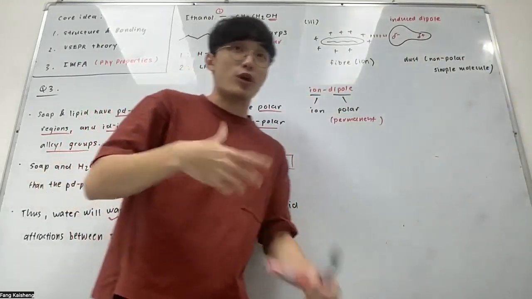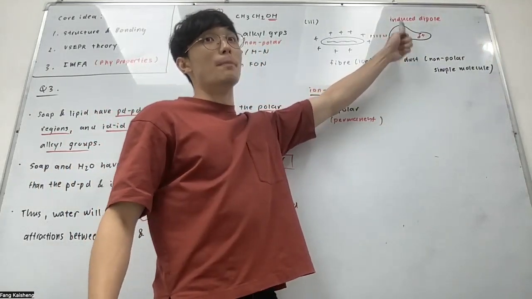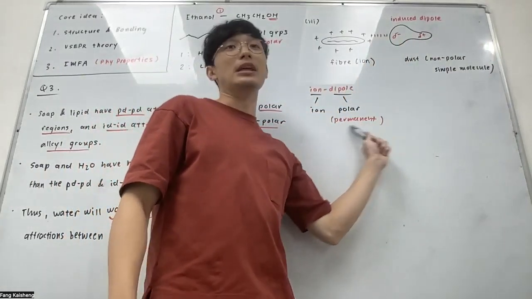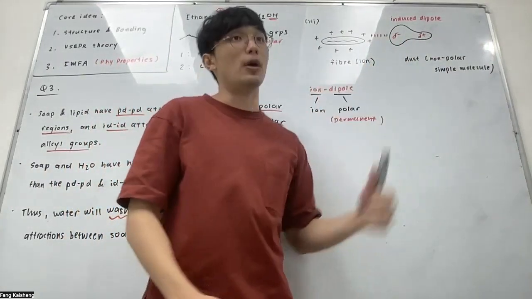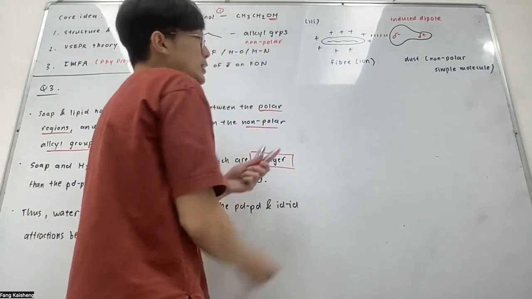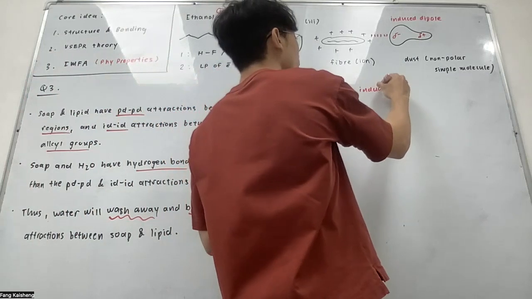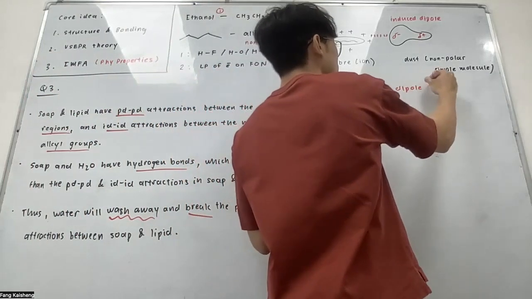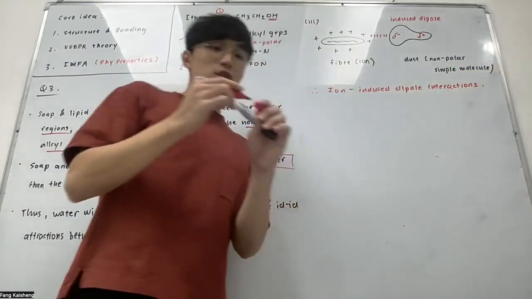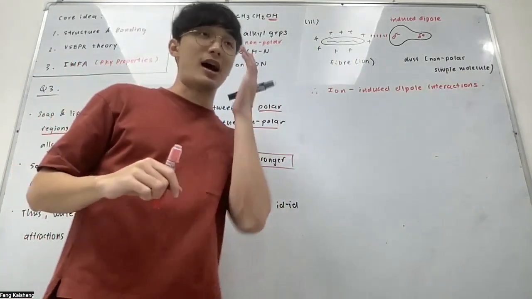What's the meaning of induce? Is to create on the spot. Is you're influenced by something. Here, this dipole came about because of this guy. It's not there permanently. Okay, it's created on the spot by the fiber. That's why it's induced by the fiber. So the correct answer to this question is ion-induced dipole. If you write ion dipole, it implies permanent dipole, which is wrong. So you must specify here ion-induced dipole.